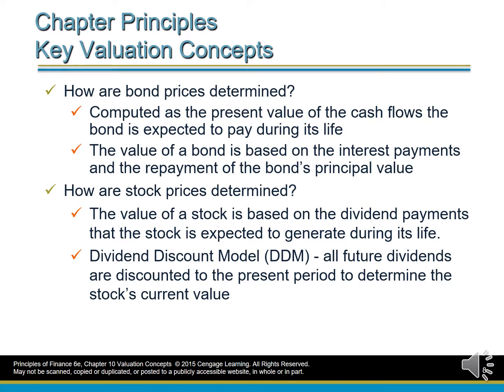How are stock prices determined? The value of a stock is based on the dividend payments that the stock is expected to generate during its life. The dividend discount model shows that all future dividends are discounted to the present period to determine the stock's current value.